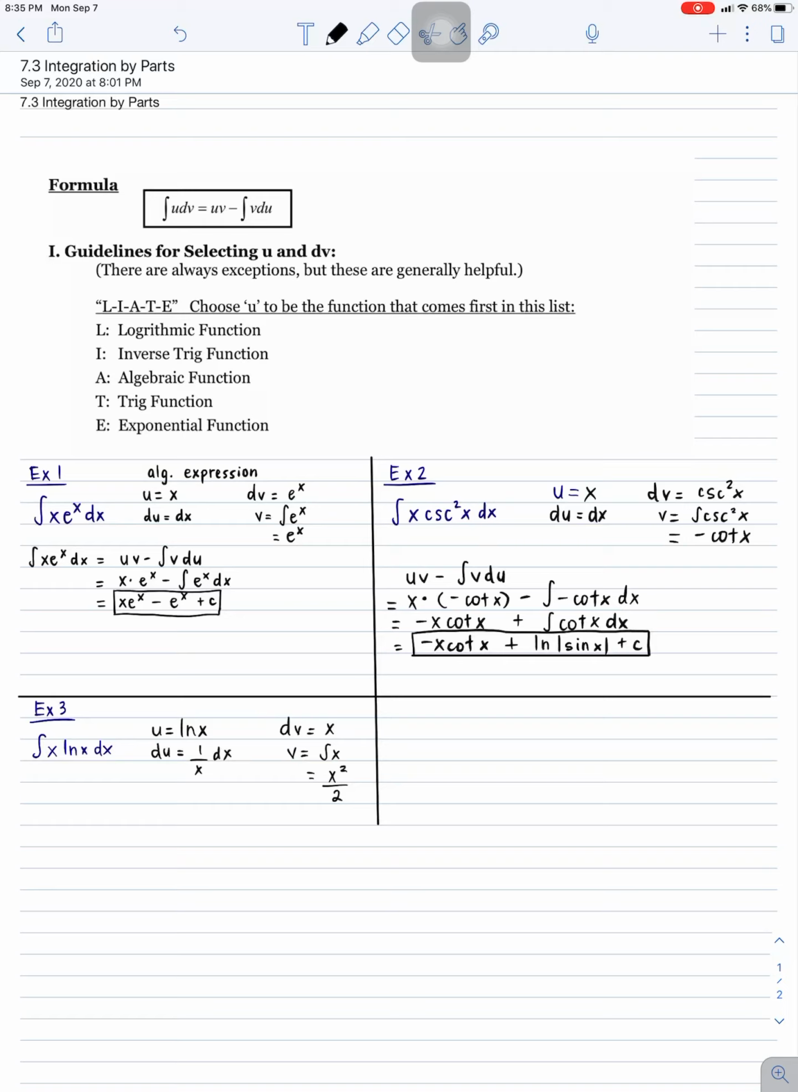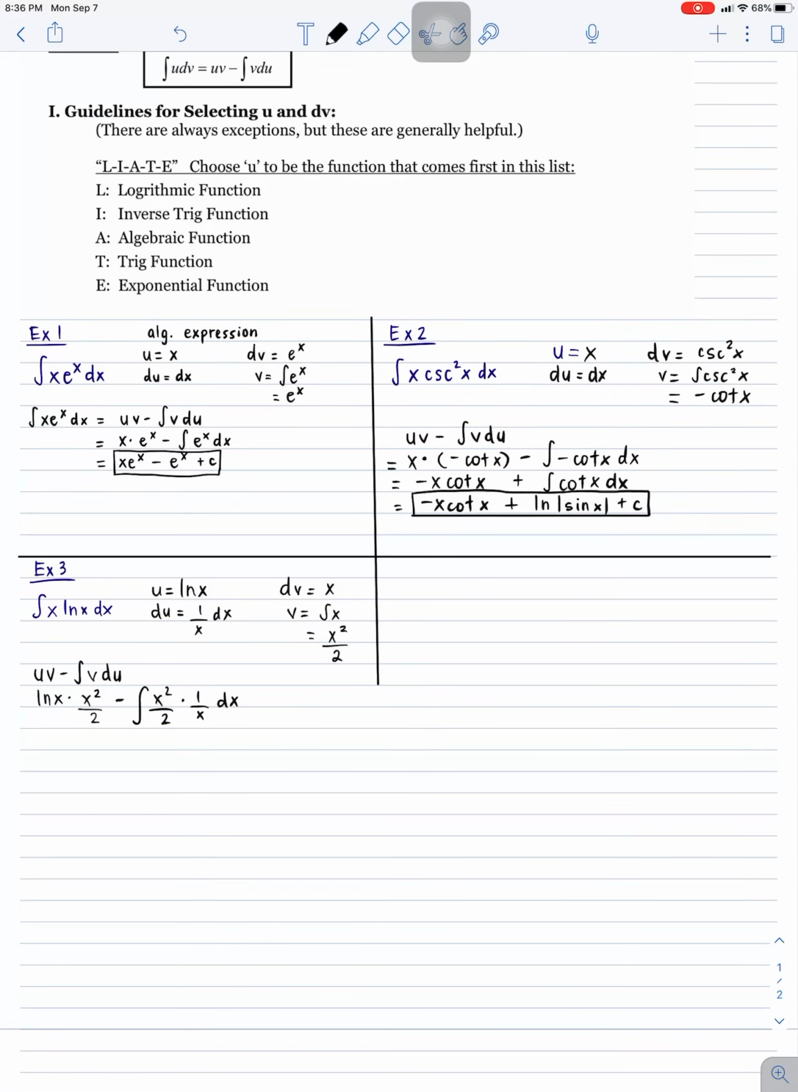Remember, these are just guidelines. There are exceptions. So now you're going to plug it in to, so you're going to go uv minus integral v du. So then u is going to be ln x times v, which is x squared over 2. And then minus the integral of v. V is x squared over 2. And then your u is going to be 1 over x dx.